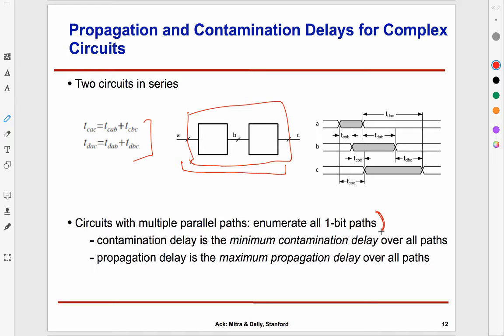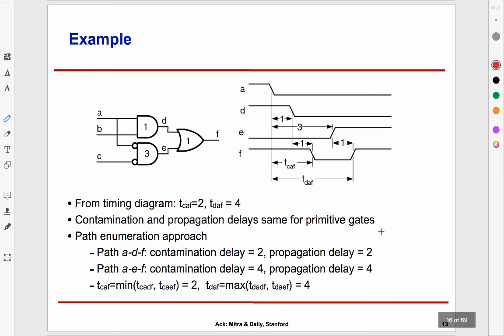So let's talk about it, because this is a little less intuitive than the serial one. Let's say I have this circuit. The output F depends on A, for example, through two paths. I can start at A and go through this top gate and then to F, or I can start at A, go to this bottom gate and then go to F.